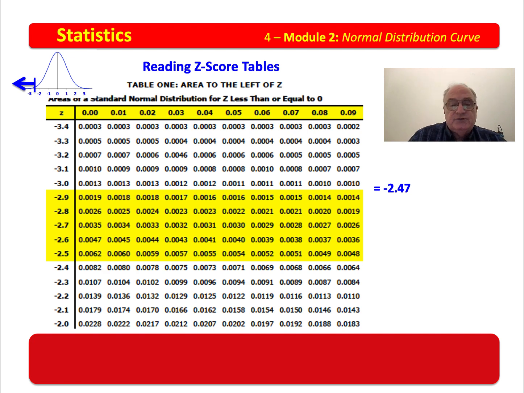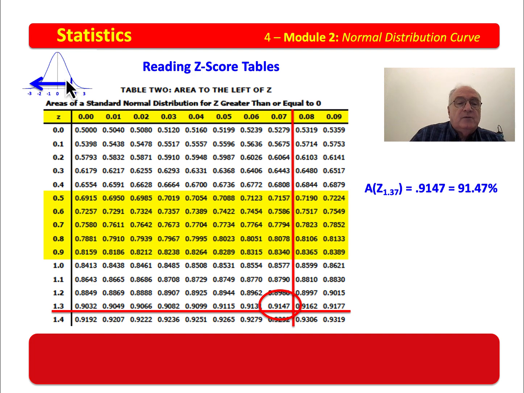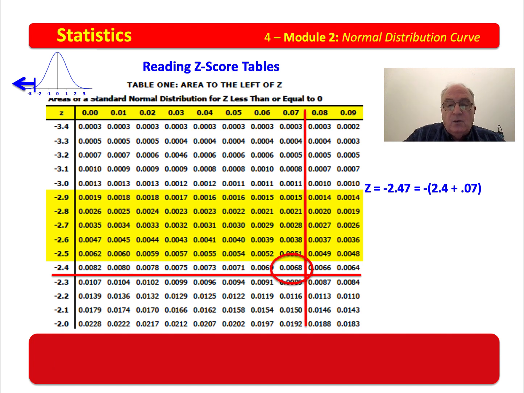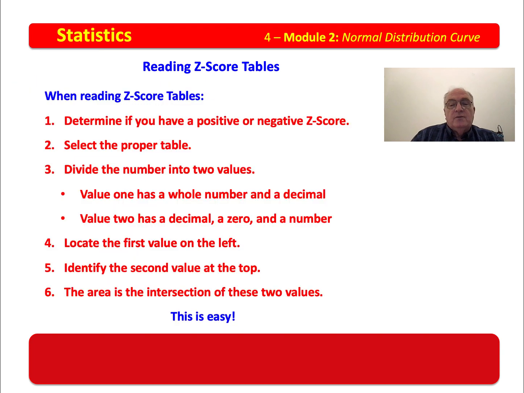What if we were to try to find the area to the left of negative 2.47? Well, you have two z-score tables. You have the positive table and you have the negative table. The positive table, remember, are those z-scores greater than mu, and the negative are those less than mu. So if we look for negative 2.47, we would find negative 2.4, and then we find 0.07, and lo and behold, we have 0.68% of the data lie to the left of a z-score of negative 2.47. So we're able to find this.